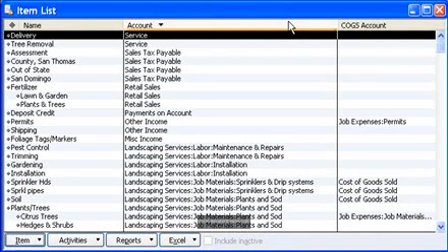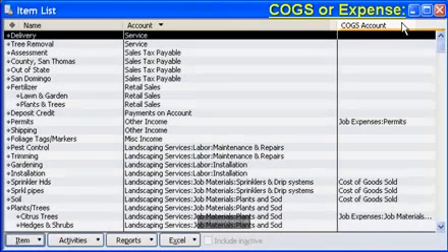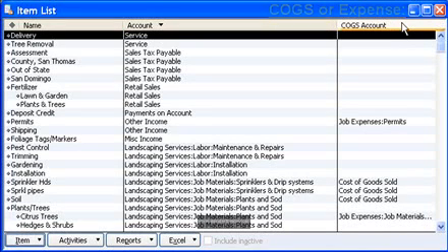Now I'd like to draw your attention to the next column, which says COGS account. This column will pretty much always represent the COGS or expense account that the item posts to, if a COGS or expense account was chosen when the item was set up. Alright, so that's the first tricky thing, how to figure out which accounts your items post to. Now let's talk about the second tricky thing, which is understanding how the items work on the different screens.